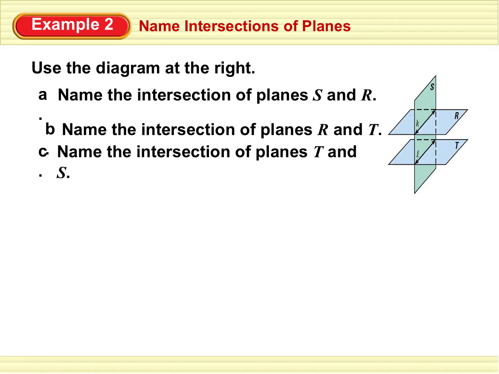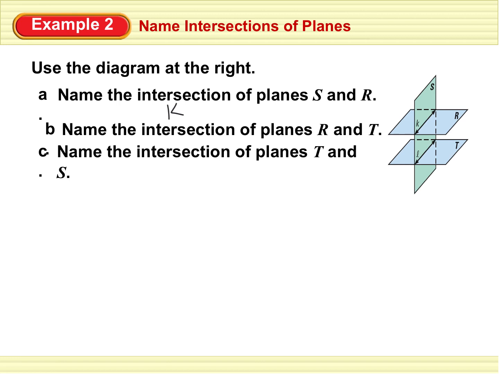Okay. Moving on to intersection of planes, okay? What's different between intersection of planes and intersection of lines? Okay, their shapes. Are they going to cross at a specific point? No, they're going to cross at a line. Good, okay? So we want to name the intersection of planes S and R. Plane S is this up and down green one, okay? Plane R is the top blue one. Where do they cross? What is their intersection? Line K. Good. Everyone see that?